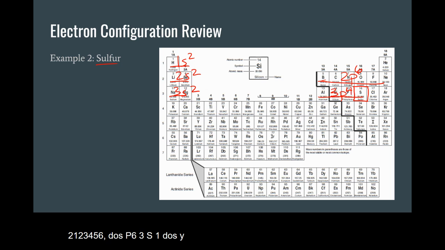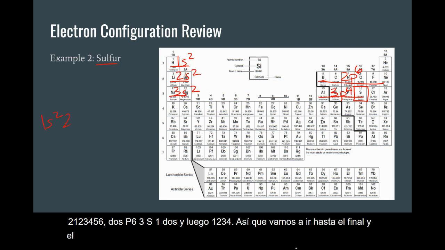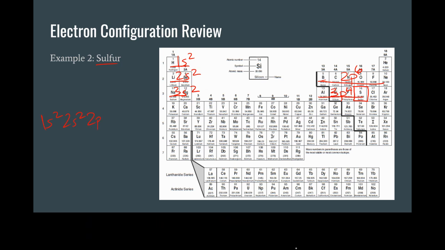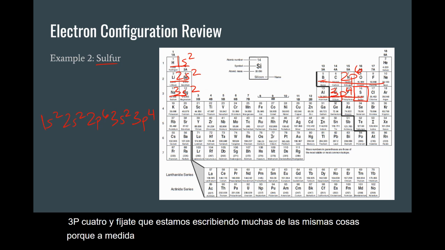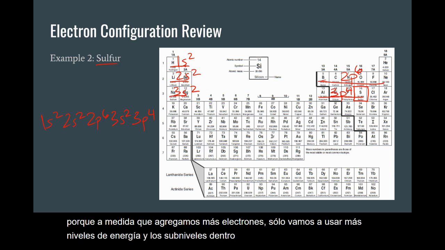And so we're going to go all the way and write 1s2, 2s2, 2p6, 3s2, 3p4. Notice we're writing a lot of the same things, because as we add more electrons, we're just going to use more energy levels, and the sublevels inside those stay the same. We just keep adding more and more.